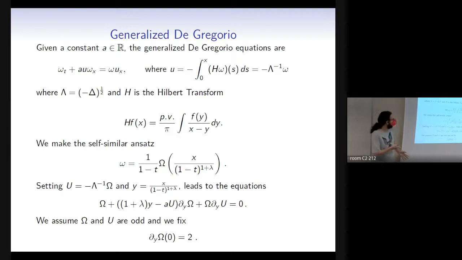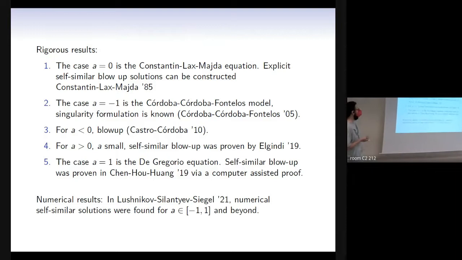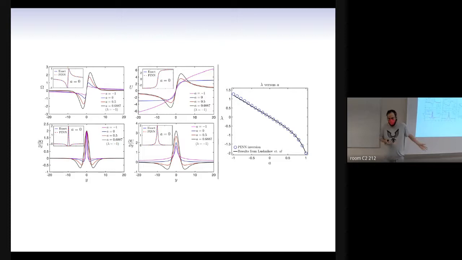Okay, this is the story. Let me skip it because I'm pretty bad on time right now. There is a paper from 2021 where they were finding self-similar solutions for some values of A in this interval, which is an interesting one, and even beyond. Okay, so now this is under review, like there is a table in the paper. We couldn't compare the function, we couldn't compare the solution, but we could compare the exponent. So they reported for every A in their grid, they reported the lambda.